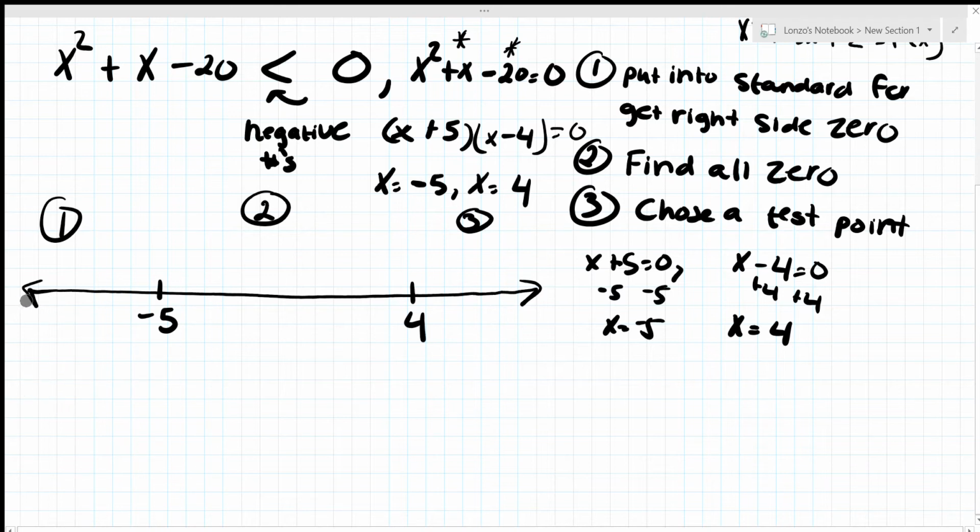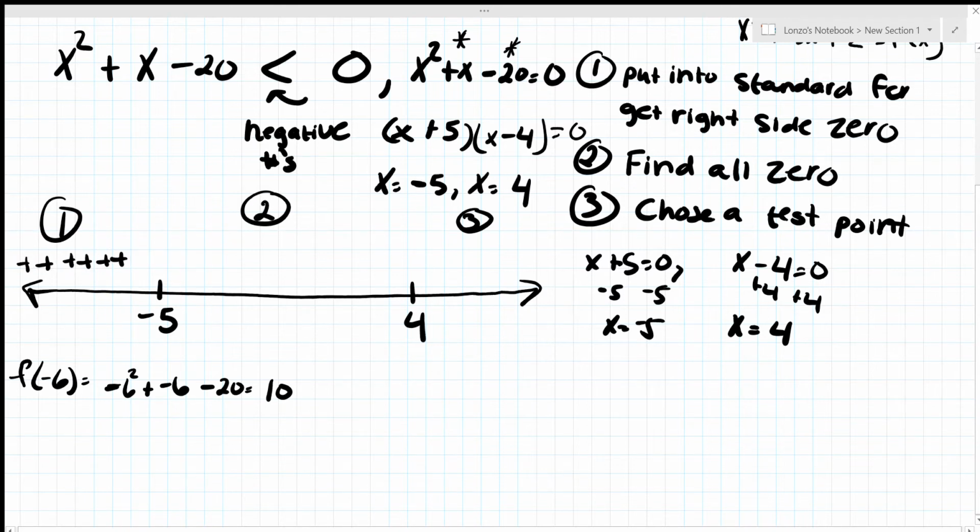I need a number from -infinity to -5. What number can I use? I'm going to use -6, right? So I'm going to plug -6 into the equation, not the inequality. So I'm going to do f of -6. You get -6 squared plus -6 minus 20, which gives me +10. We don't really care about the number. We only care if it's a positive number or a negative number. So +10 is just positive. So we're going to put a plus here, plus here, plus here.